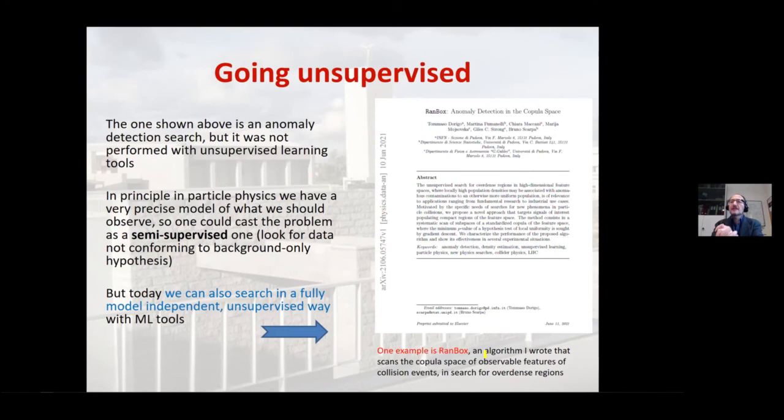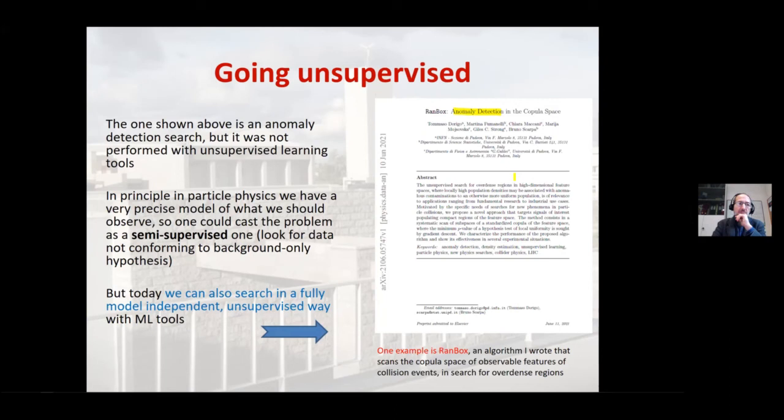So if you want to go unsupervised, there are a number of ways that you can do this. And if you look for that living review of machine learning by Ben Nachman, you will find that particle physicists have already published hundreds of papers on anomaly detection, for instance. This is my contribution to it. And we are actually publishing this in JHEP. What this particular algorithm does is multiple testing in the copula space.